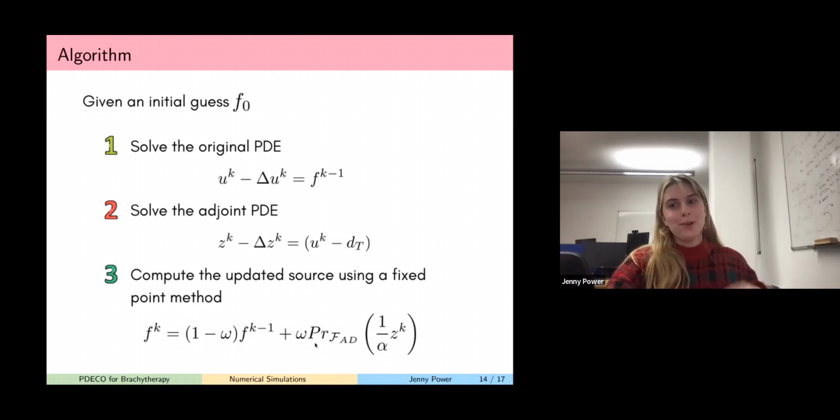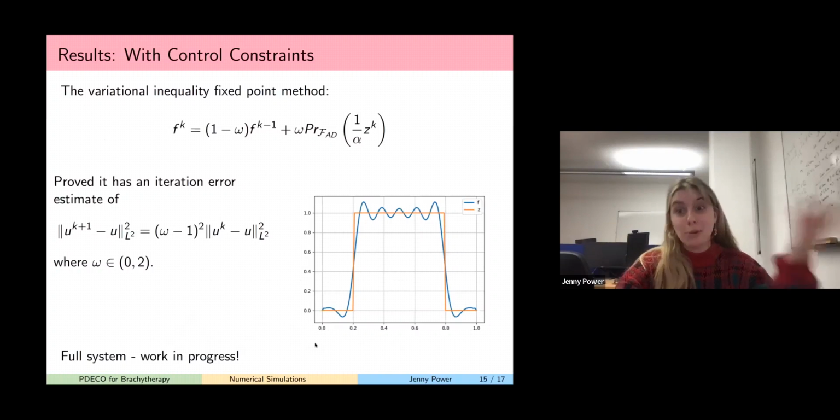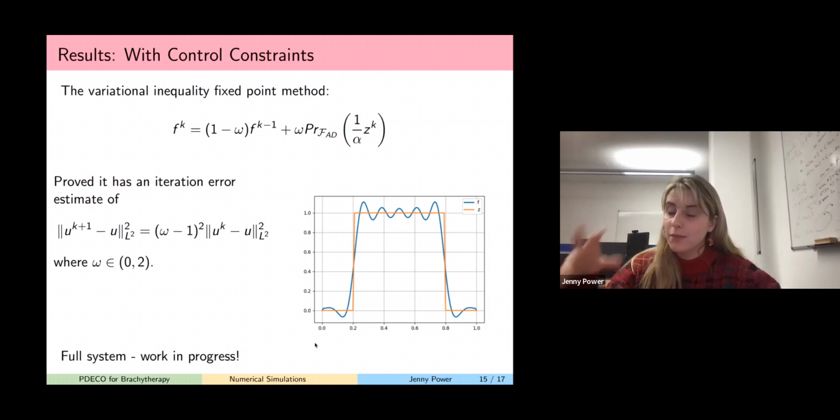Fantastic. So what are some of the results from this method then? They're a work in progress. So one thing we have shown is for this variational inequality fixed point method, because variational inequalities aren't easy to solve numerically. There's a lot of theoretical results around variational inequalities, but personally anyways, feel free to contradict, I haven't seen a lot of stuff about actually implementing them.